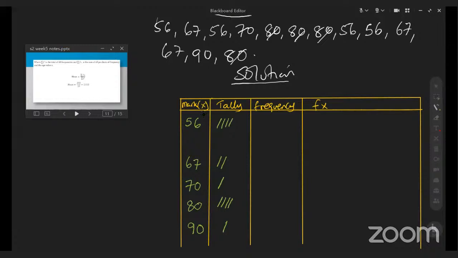Let's continue. Anna, give us the frequency. Four. 56 is four. Then 67. Hey, you're giving us only one. I wanted you to give us all of them. Okay.